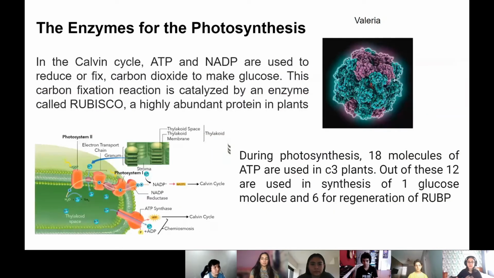The enzymes for photosynthesis. In the Calvin cycle, ATP and NADPH are used to reduce or fix carbon dioxide to make glucose. This carbon fixation reaction is catalyzed by an enzyme called rubisco, a highly abundant protein in plants. During photosynthesis, 18 molecules of ATP are used in C3 plants. Out of these, 12 are used in synthesis of 1 glucose molecule and 6 for regeneration of RuBP.